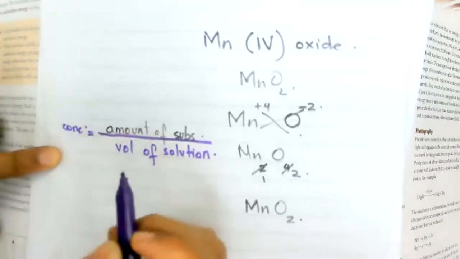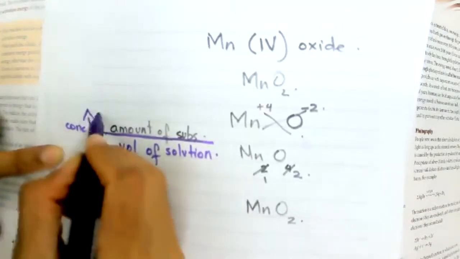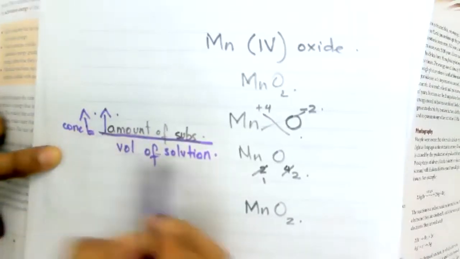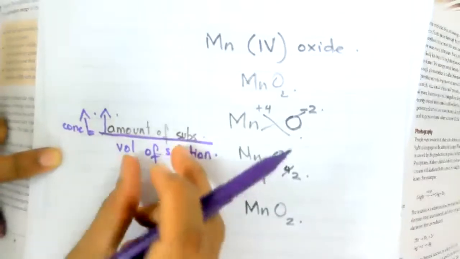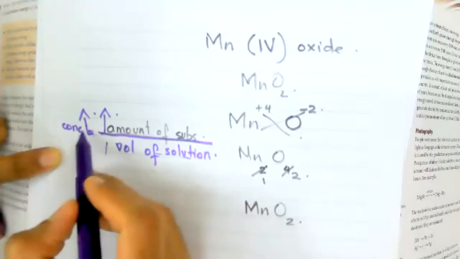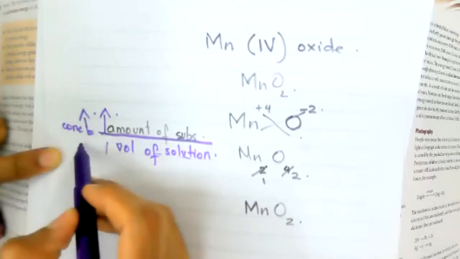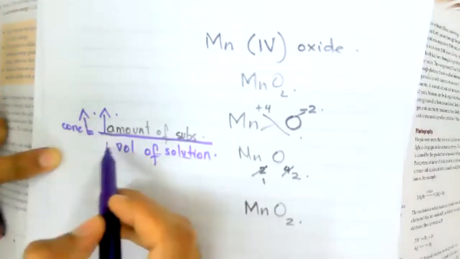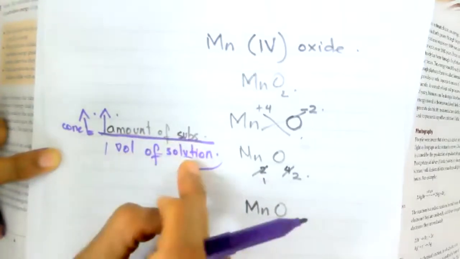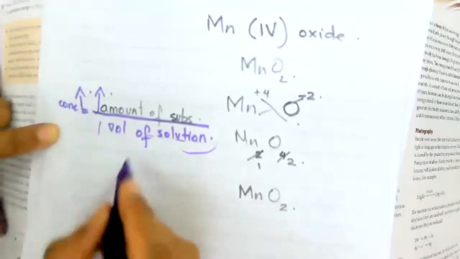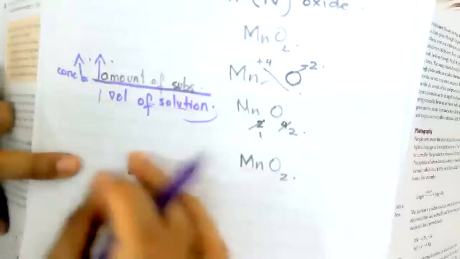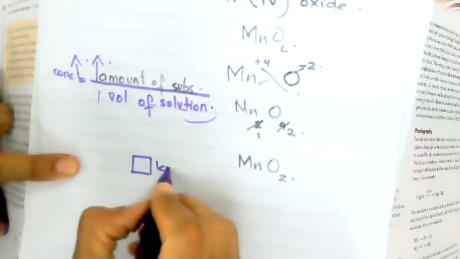So when concentration increases, what does that mean? That means you have increased amount of substance in the same volume, or maybe less volume, but this cannot increase. If this increases, the concentration would decrease, right? So if the concentration is increasing, that means the volume is either the same, constant, or decreasing. For example, this is your unit volume, for example, 1 cm cube.